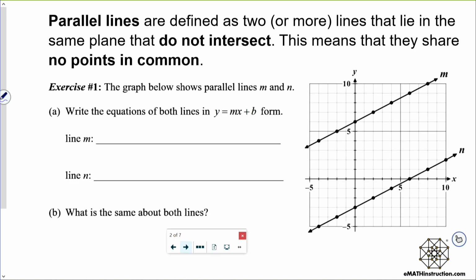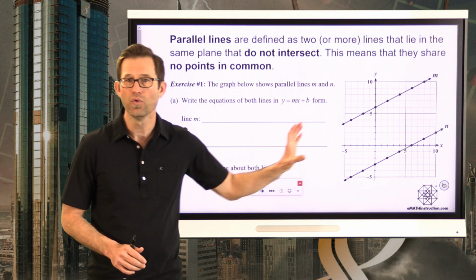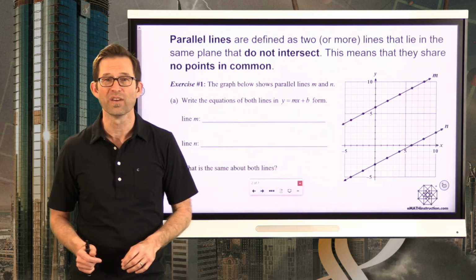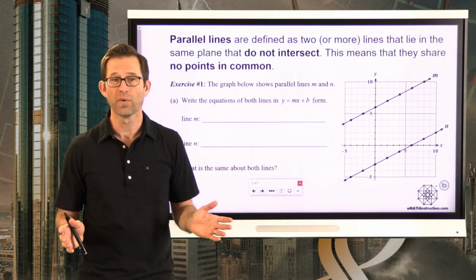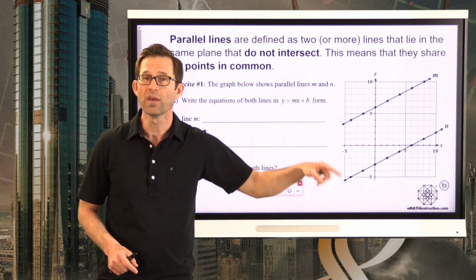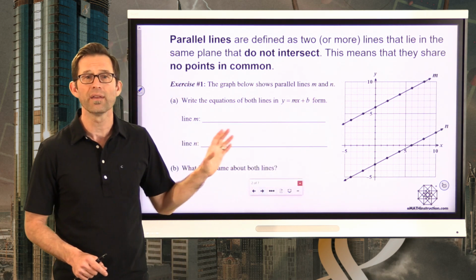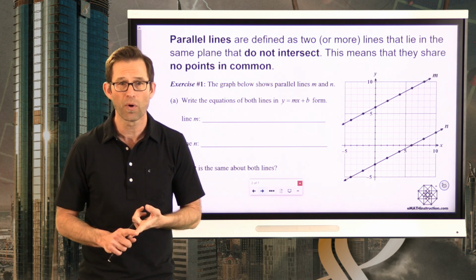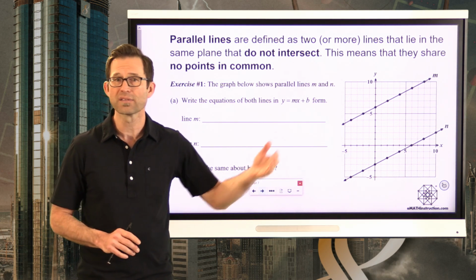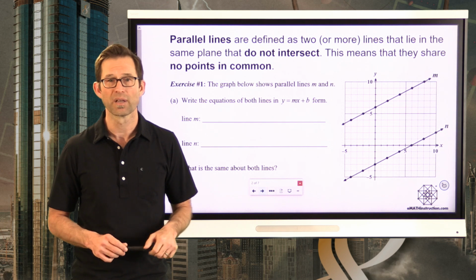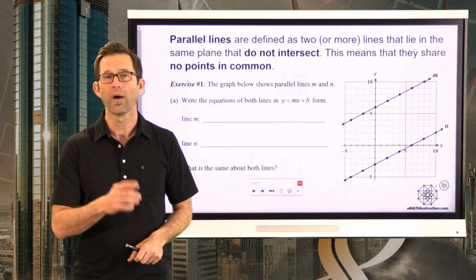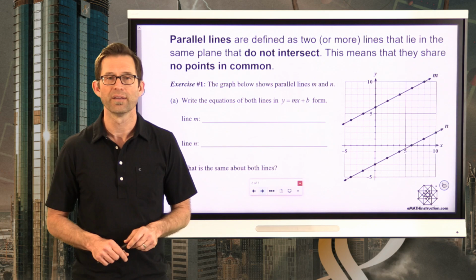The graph below shows parallel lines M and N. Letter A asks us to write the equations of both lines in y equals mx plus b form. So here we go, two parallel lines. I sure hope they look parallel to you. What I'd like you to do is something that we've done many times, which is take the graph of a line and actually write down its equation. You're going to need to figure out the slopes of both lines, the y-intercepts of both lines, and then put them all together in y equals mx plus b form. So pause the video now and try to come up with the equations of both lines.